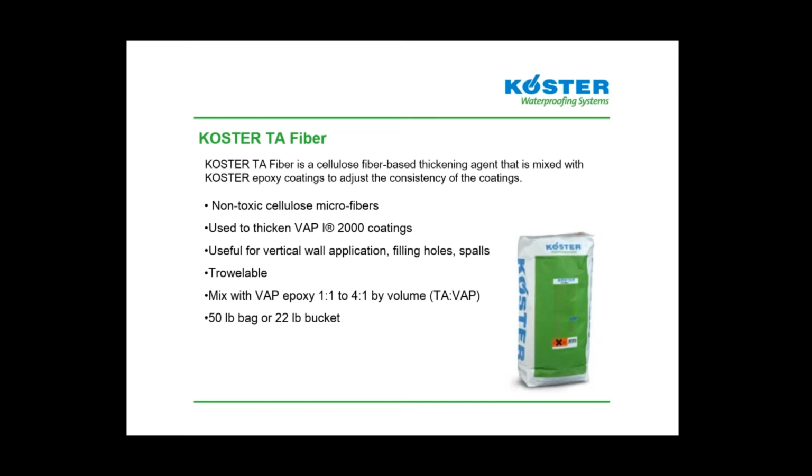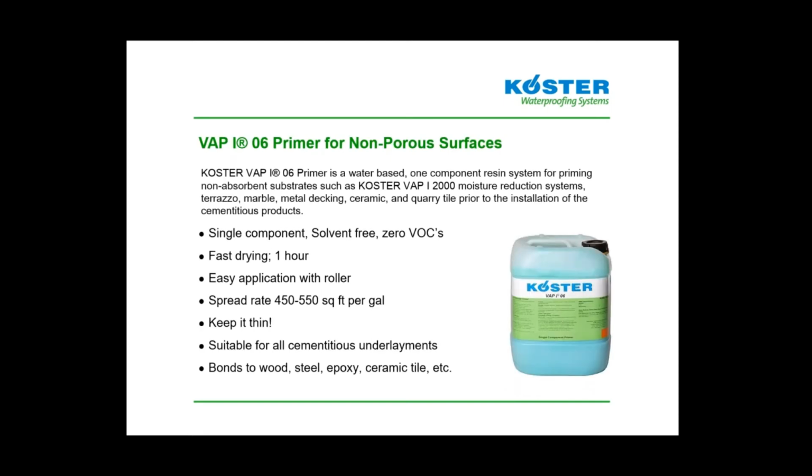The primary use for this is being mixed with the VAP epoxy from 1:1 up to 4:1 by volume to thicken the epoxy up for our concrete repair, in terms of spalls, joints, and other areas that need to be repaired before the installation can be performed. This is, again, all part of our preparation.